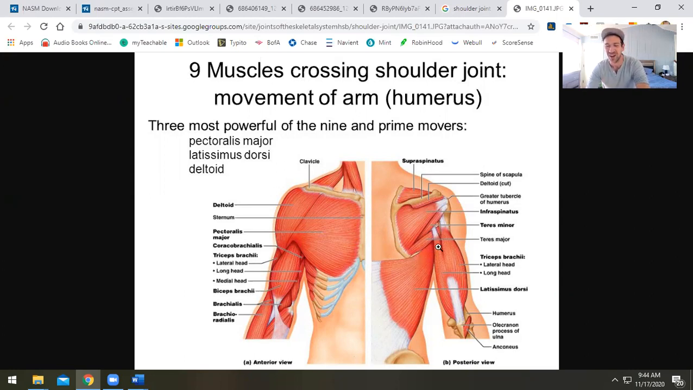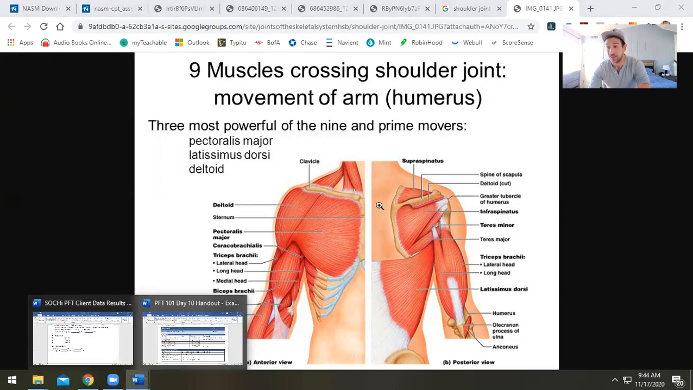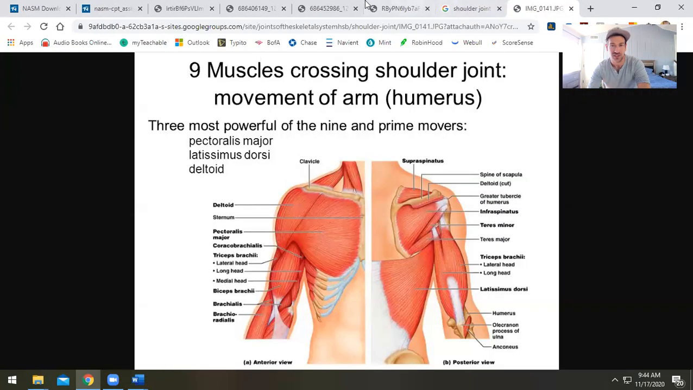All right, so those are your overactive muscles in arms falling forward. Do we have any questions on those?